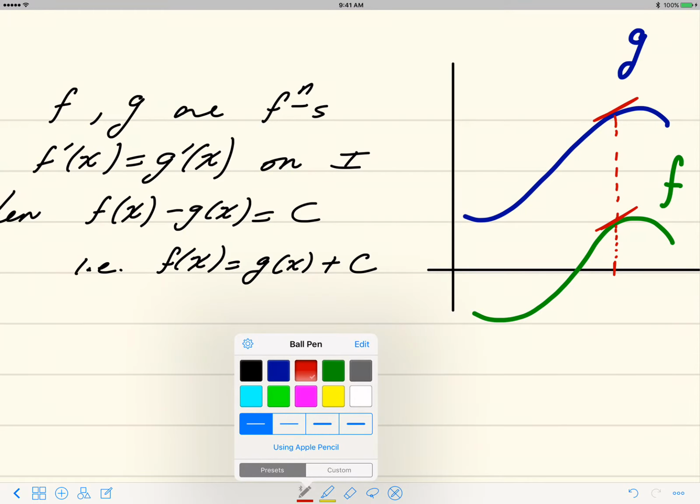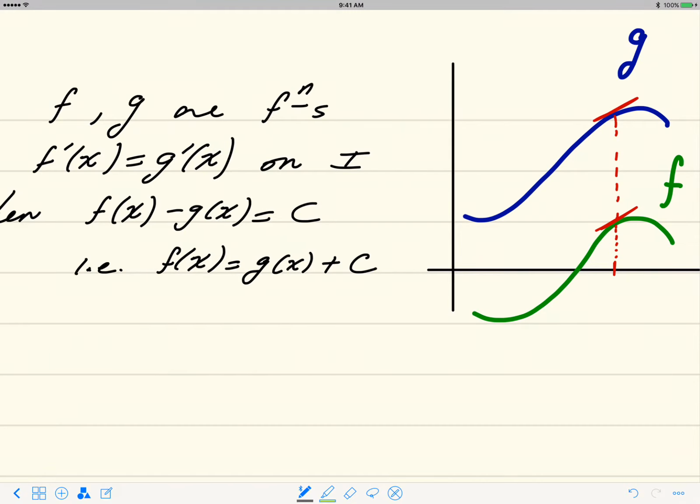And what the theorem is saying is, if this happens, then the difference between the functions is always going to be the same wherever I draw that difference. So if I draw it here, this number is c. They have the constant difference everywhere in the function. That's also c. So if two functions have the same derivative everywhere, then the only difference between them is that one is a constant.